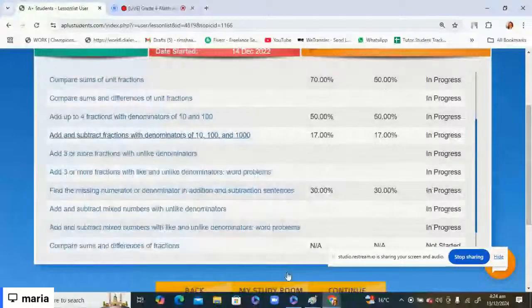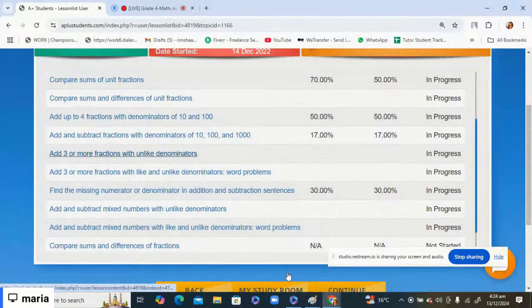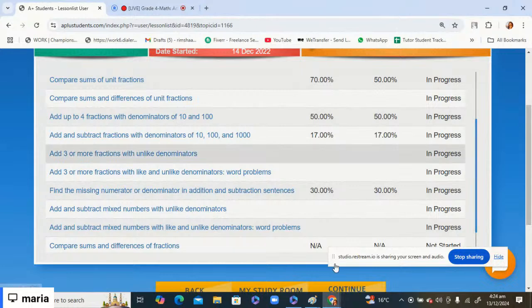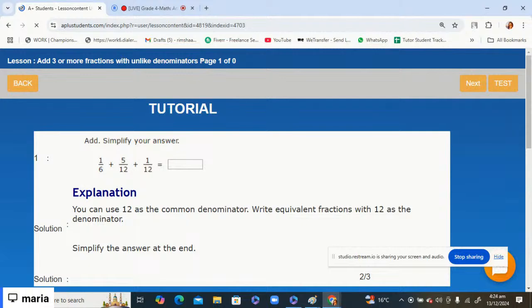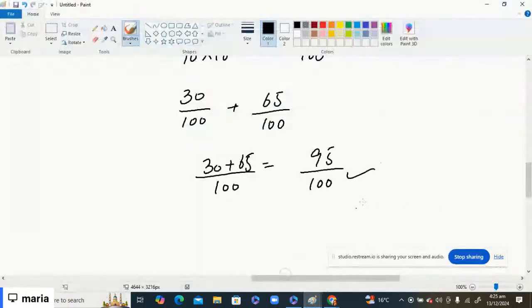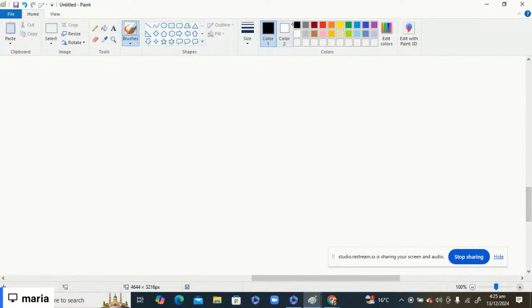Okay, so we have done addition up to 4 fractions with denominators of 10 and 100. Add and subtract the fractions with denominators of 10, 100 and thousands. Now add 3 or more fractions with unlike denominators. So here is 1 by 6 plus 3 by 12 plus 5 by 12.